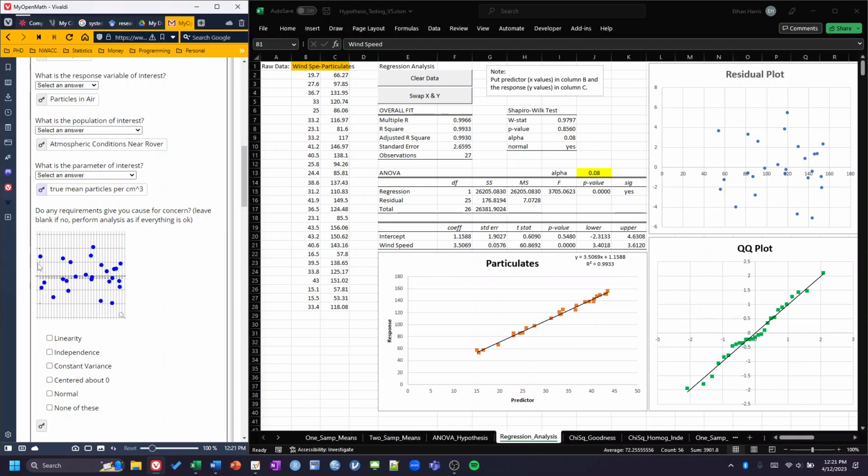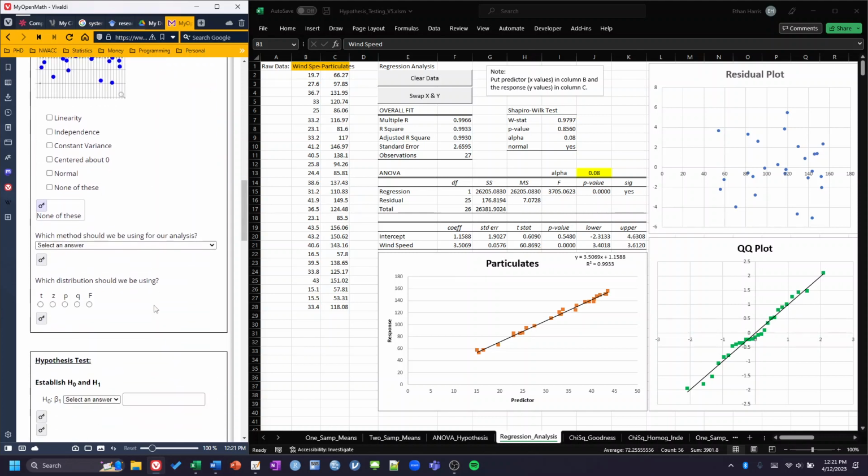And the answer, well, this graph is really hard to see. But if you come over here, we are centered about 0. And is it normal? Now, we could look at it here in the residuals, but it's kind of tough to see. So that's why we go to our QQ plot or our Shapiro-Wilks test. And the Shapiro-Wilks says, yes, it's normal. And the QQ plot, notice how the dots are pretty much on the line, maybe a little bit of a squiggle, but not bad. So we would say that none of these are an issue.